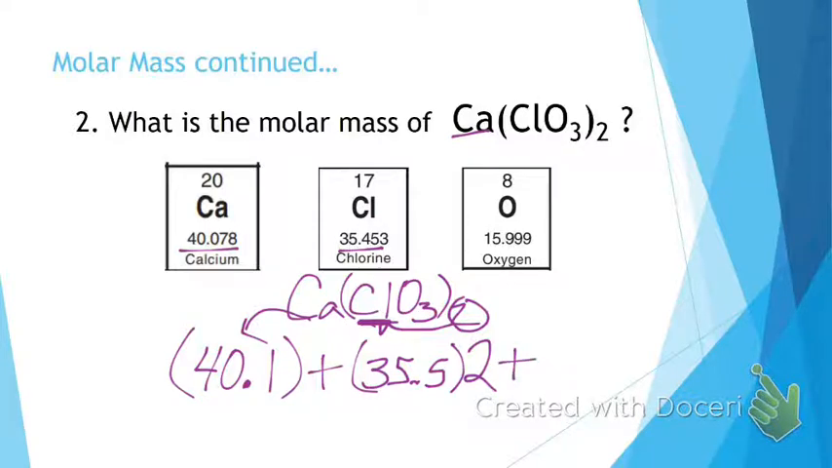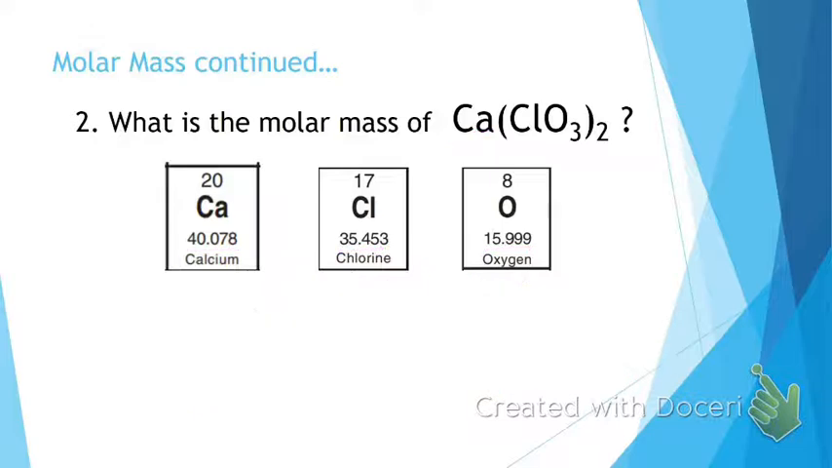Plus oxygen's mass, which rounds to about 16.0. So I'm just taking oxygen and replacing its mass. And then I count. I'm like, okay, there's 3 in here, but then 2 on the outside, so they multiply. 2 times 3 equals 6. So I multiply that by 6. So that is my entire calculation for the molar mass of calcium chlorate.